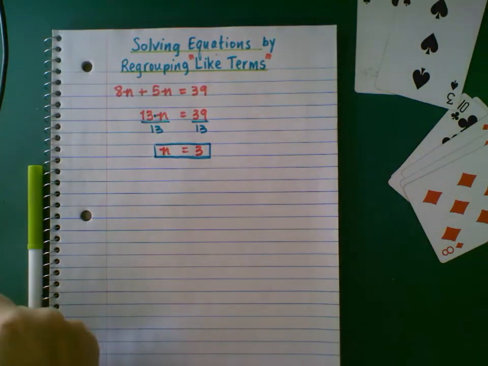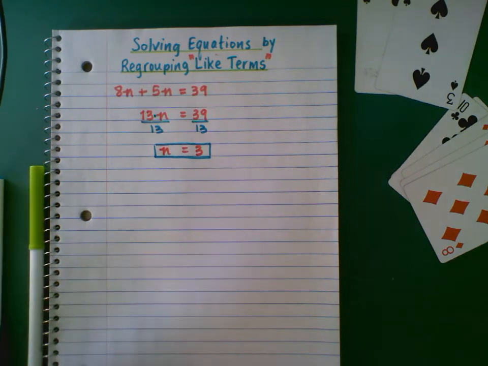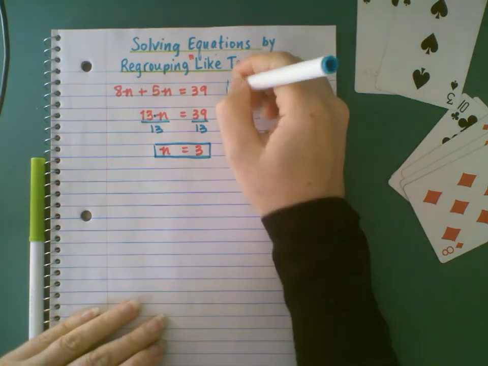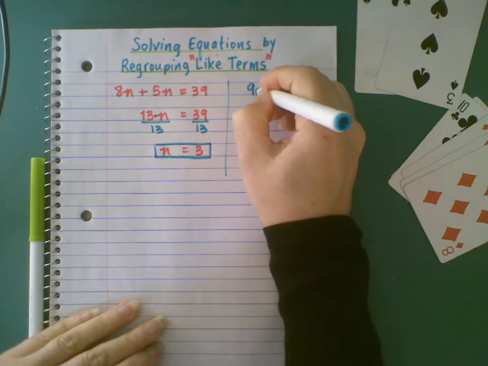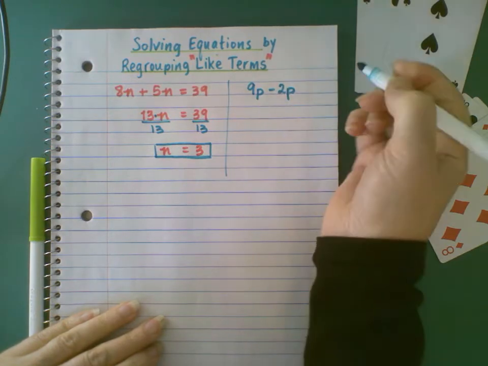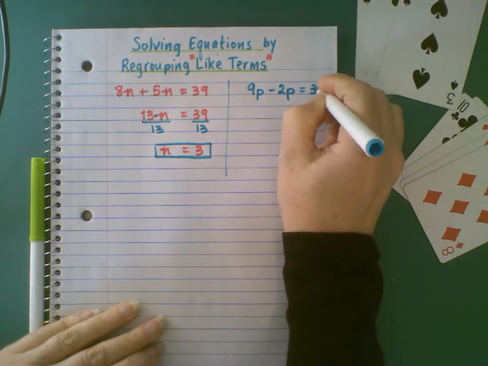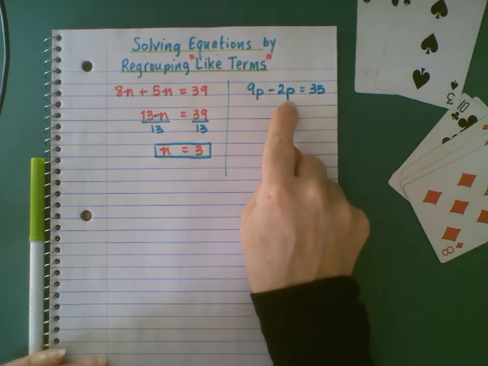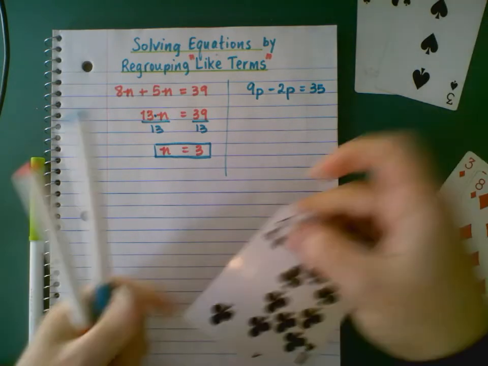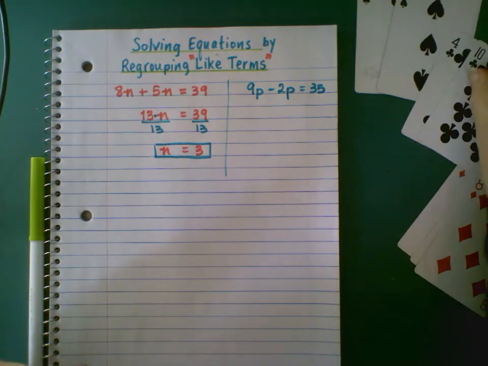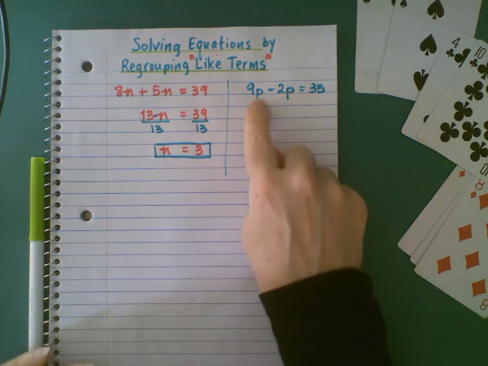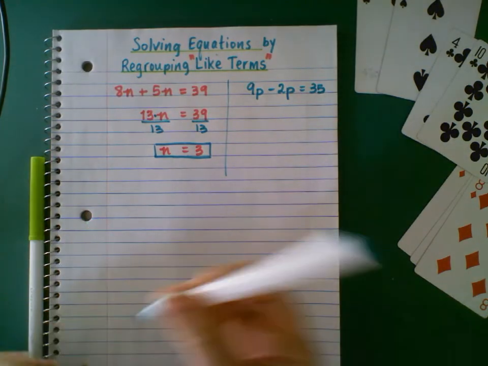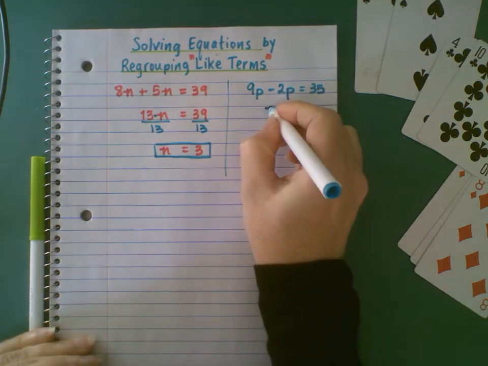Okay, we're going to try another one. Second question. 9p minus 2p equals 35. So again, I have 2 terms that have the same variable, much like my 2 cards that have the same suit. Different coefficients, different numerical values, same variable, same suit. So combine those 2 terms together. 9 minus 2 is 7.